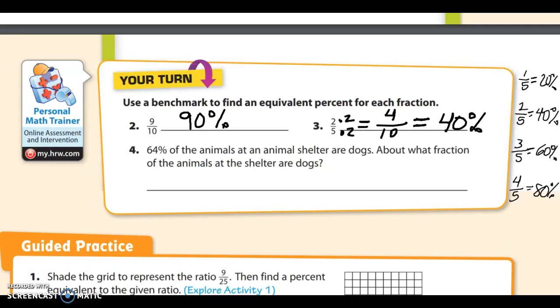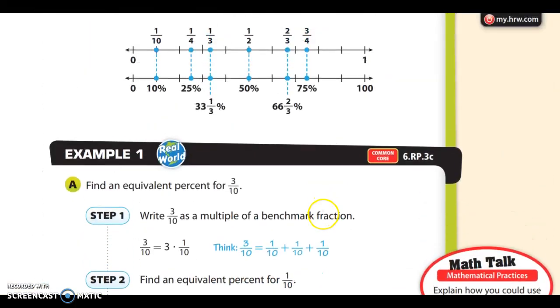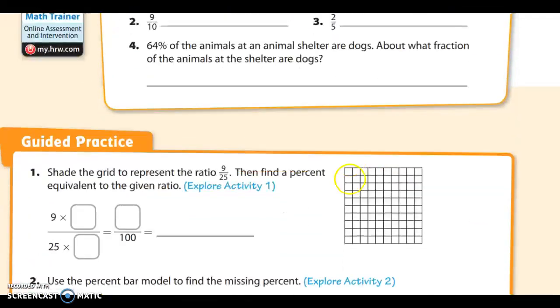All right, question 4 reads, 64% of the animals at an animal shelter are dogs. About what fraction of the animals at the animal shelter are dogs? What we're going to do is look for 64% on our benchmarks. So I'm going to go ahead and clear all this and go back to my benchmarks. 64% would be very close to 66%. 66 2/3% is the fraction 2/3. So use that information I just showed you to answer question 4.